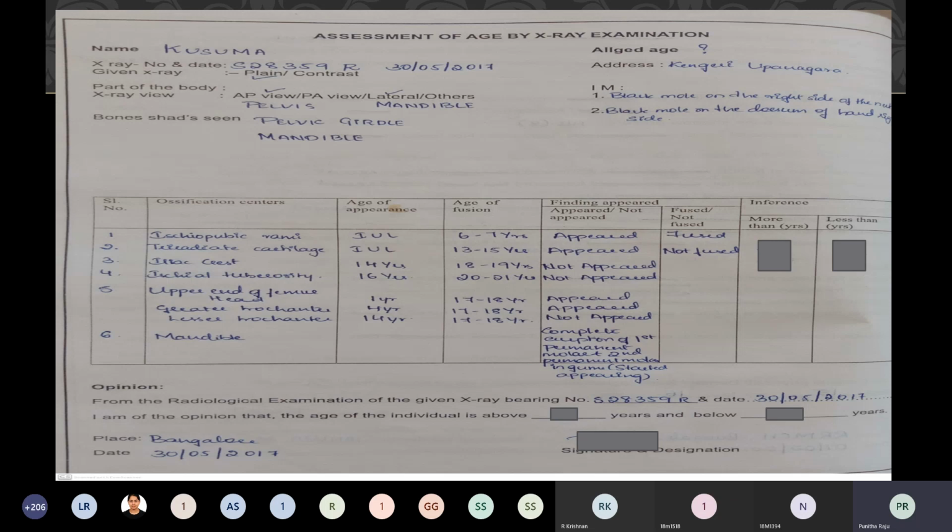The next case where we do it is in case of murder. If the accused is a minor, if the accused tells that his age is 15 or 16 years, in that case we do the X-ray examination. We see the X-ray and tell whether he is a major or minor and what is the age of that person. So that is the importance of doing the X-ray. This completes the X-ray examination.